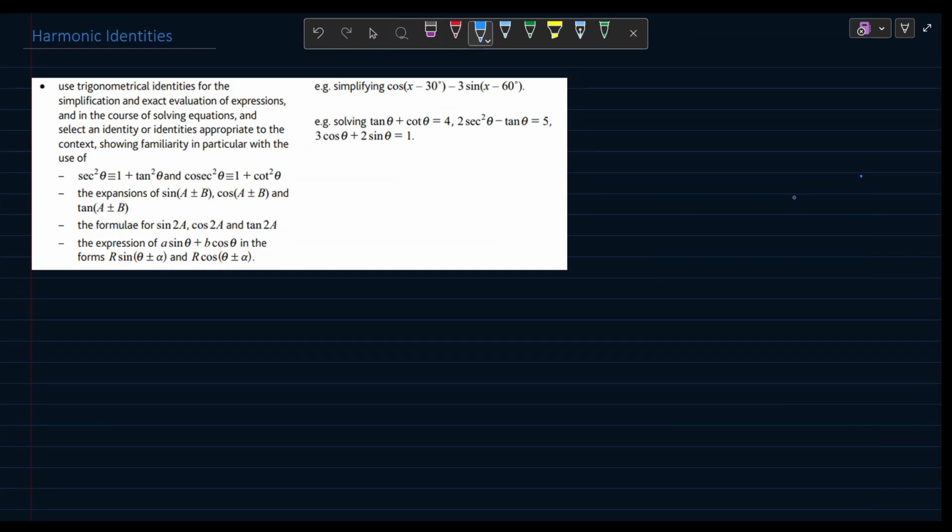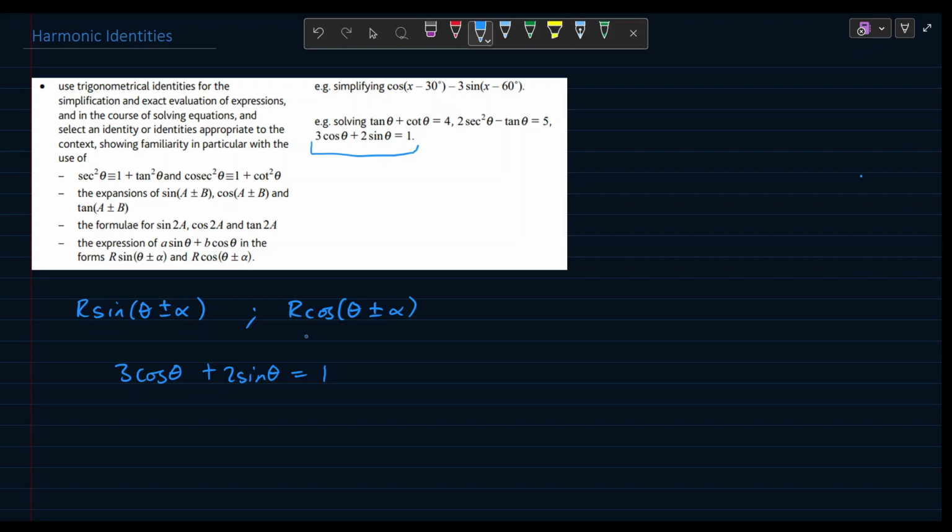Alright, in this video we'll be looking at harmonic identities, which are your r sine(theta plus or minus alpha), or r cos(theta plus or minus alpha). So the reason we use these identities is, let's look at, for example, an equation like this. If you've got 3 cos theta plus 2 sine theta is equal to 1, there is no intuitive way of simplifying this equation to become an equation in one trig function.